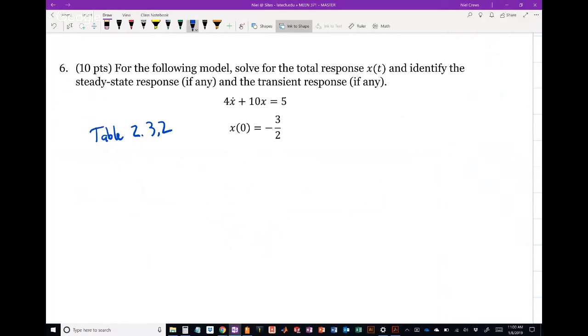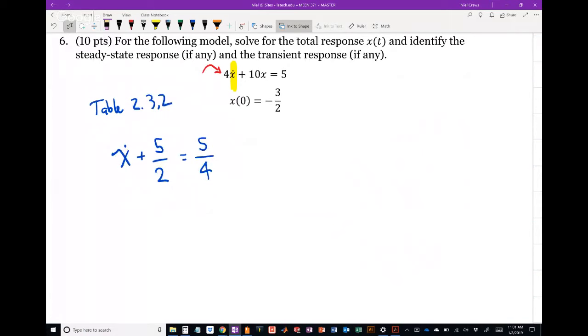Okay. This is, oh man, we love this. This is the first order differential equation, so this is pretty straightforward. We've got to have this coefficient in the front to be equal to 1, so let's go ahead and do that. X dot plus 5/2 x equals 5/4.